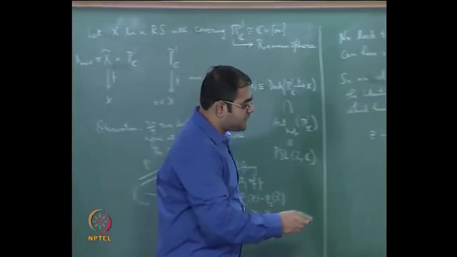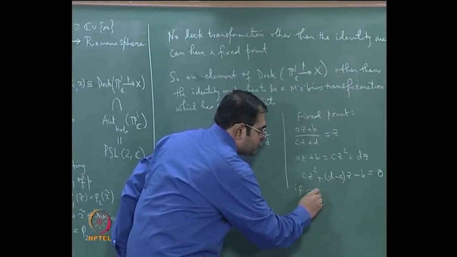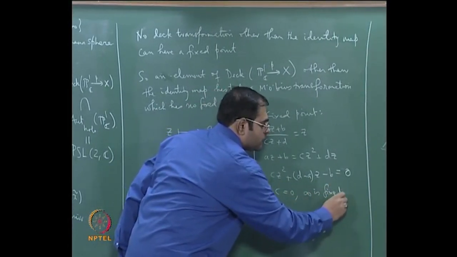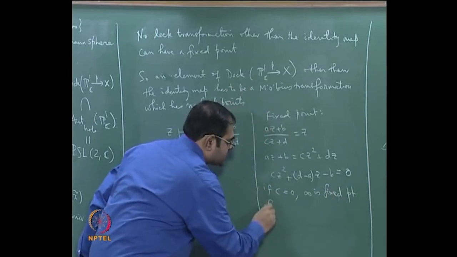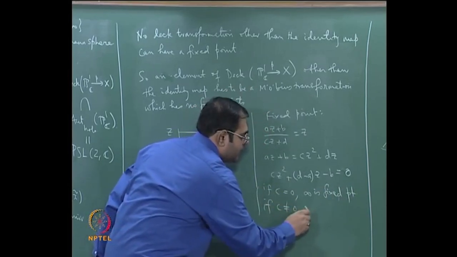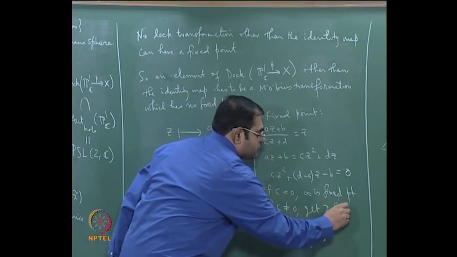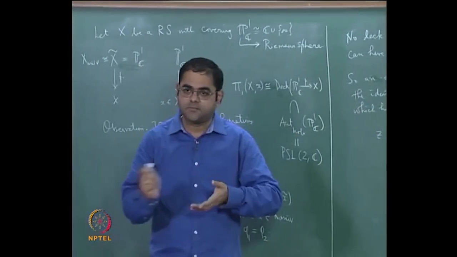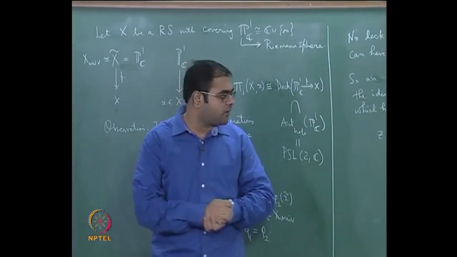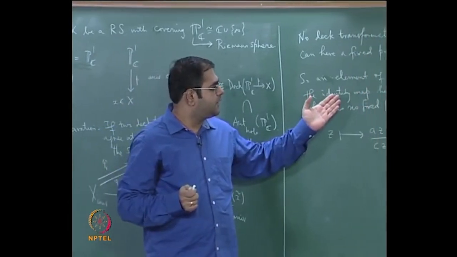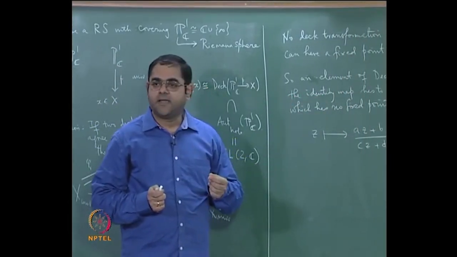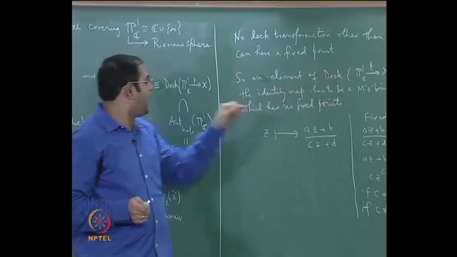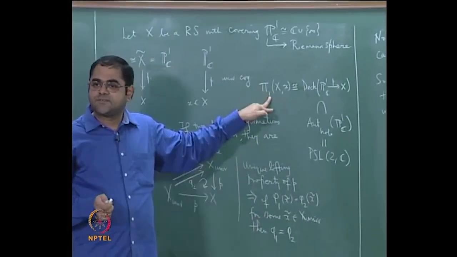If c is equal to 0, infinity is a fixed point. If c is not 0, you get two fixed points. Of course, the two points may be the same, you count them up to multiplicity. So the moral of the story is that you cannot have any non-trivial elements in this Deck transformation group. That means this is a trivial group, and that means the fundamental group of X is trivial.